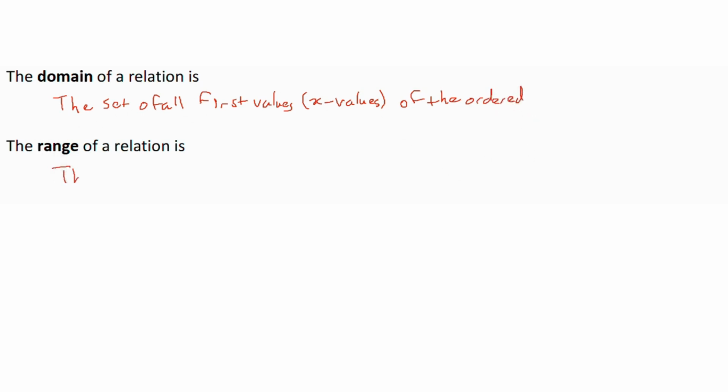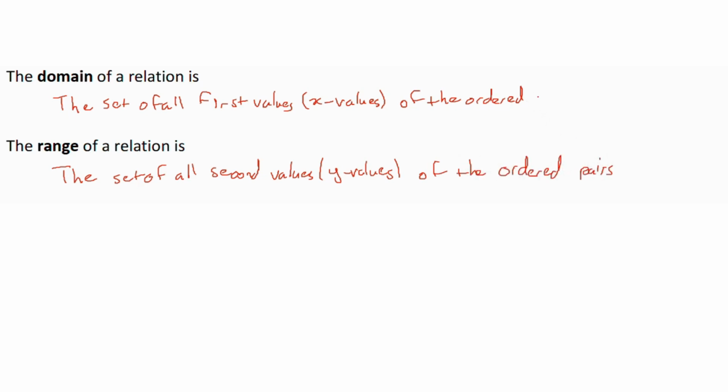And the range is the set of all second values. Normally that's going to be the y values of the ordered pairs. Realize above there I forgot to write the last word, pairs. Let's fill that in. Okay. So the domain is all the first values. The range is all the second values.